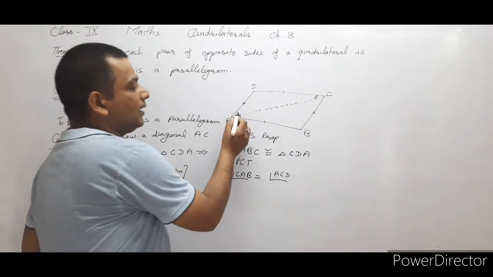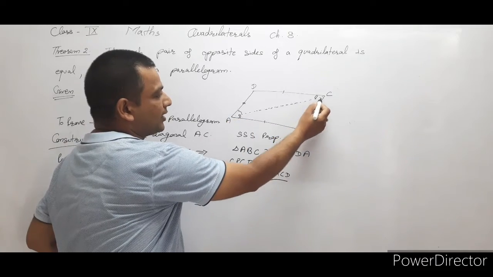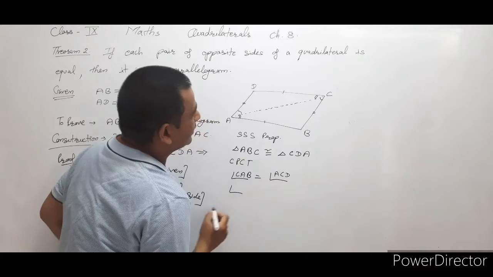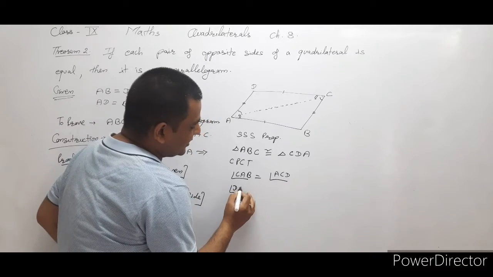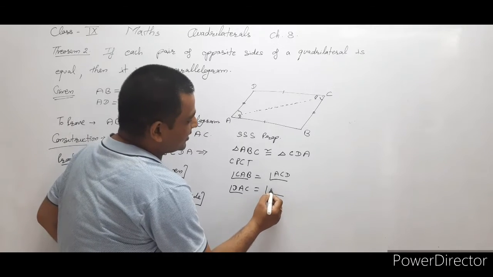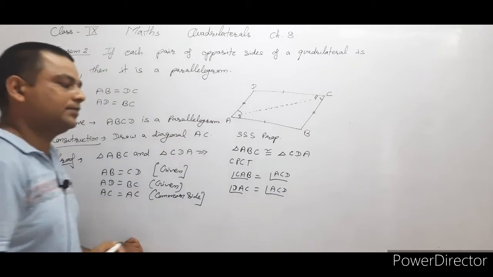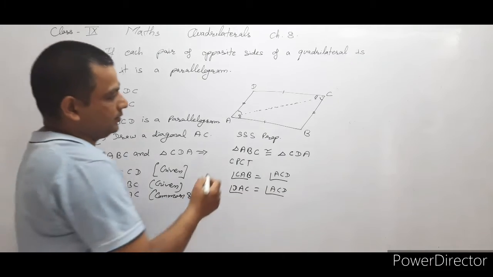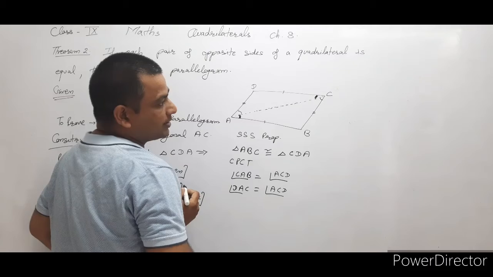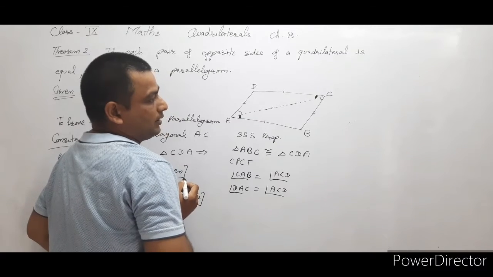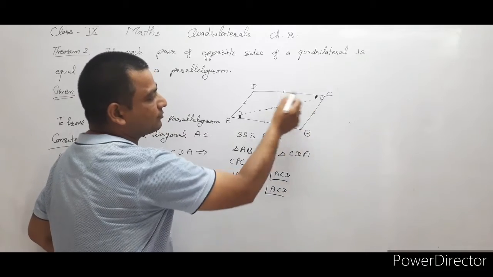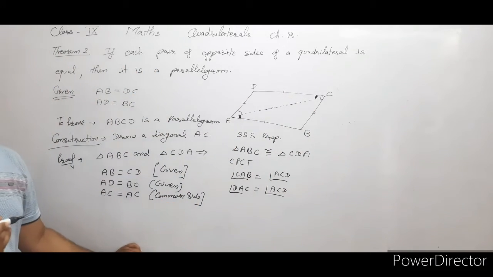Similarly, these two angles are also equal. So angle DAC equals angle ACD. But if these two angles are equal, these are alternate interior angles, and if these are alternate interior angles, that means AB is parallel to DC.